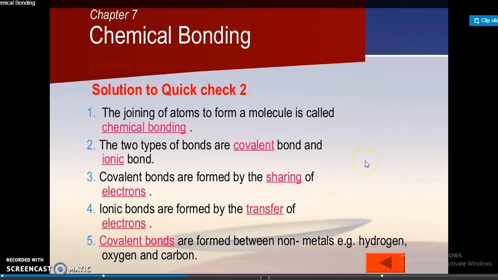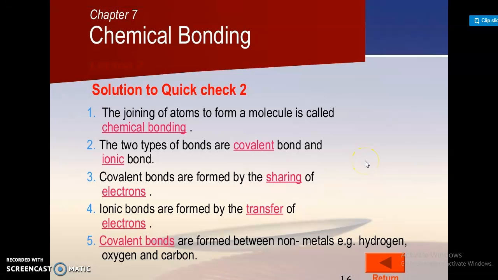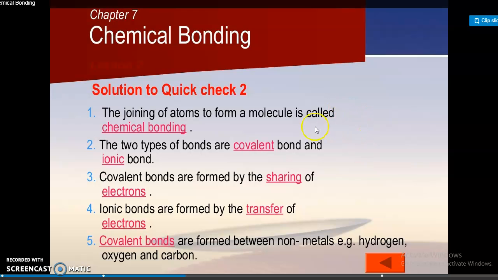So just check, joining gives you bonding. Overall you may name it chemical bonding. If the joining is between non-metals, it's the covalent one, and if it's between a metal and a non-metal, then it's ionic. Covalent bonds are made by the sharing of electrons. Ionic bonds have transfer of electrons, and covalent bonds are formed between non-metals.